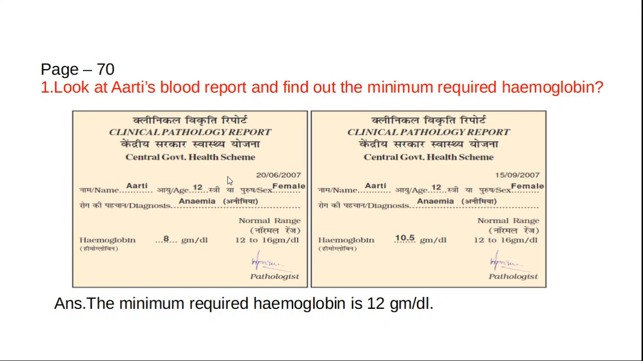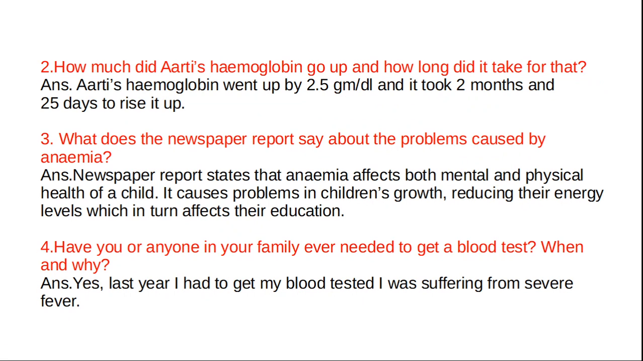Okay, once we move back and see here percentage. How many? 8. Here, after taking the treatment, 10.5. Okay, ma'am. Now, see here how much it was increased. That means hemoglobin went up by 2.5 gm per dl. Okay, how much time did it take? It took 2 months and 25 days to raise it up. Okay, children.